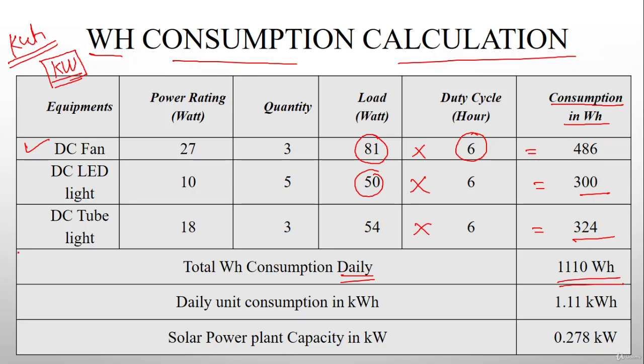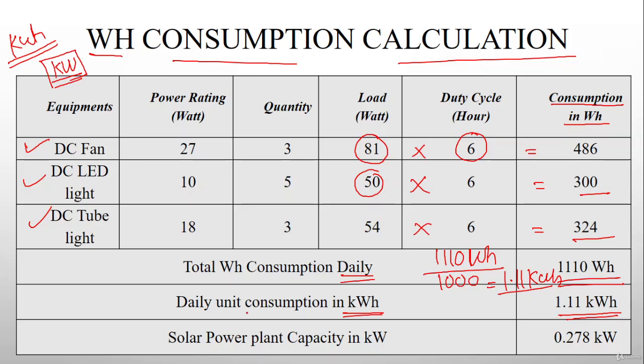Once we know how many watt hours the consumer consumes daily, we convert this watt hour into kilowatt hour. We have 1110 watt hours. Dividing this value by 1000, we get the answer in kilowatt hours, which is 1.11 kilowatt hours. So this many units the consumer is consuming on a daily basis with the help of such DC loads.